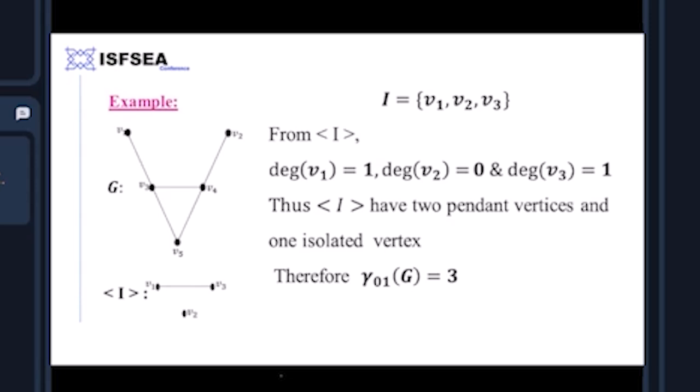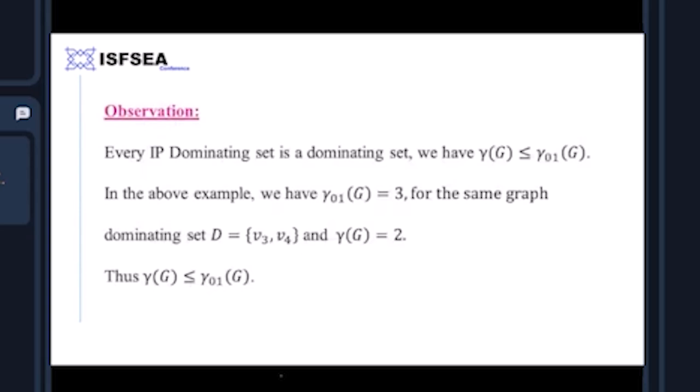According to the definition, here we have some observations. Every IP dominating set is a dominating set. We have gamma of G less than or equal to gamma 01 of G. Taking the above example, the IP domination number is 3 and for the same graph, the domination number is 2. Thus, gamma of G is less than or equal to gamma 01 of G.